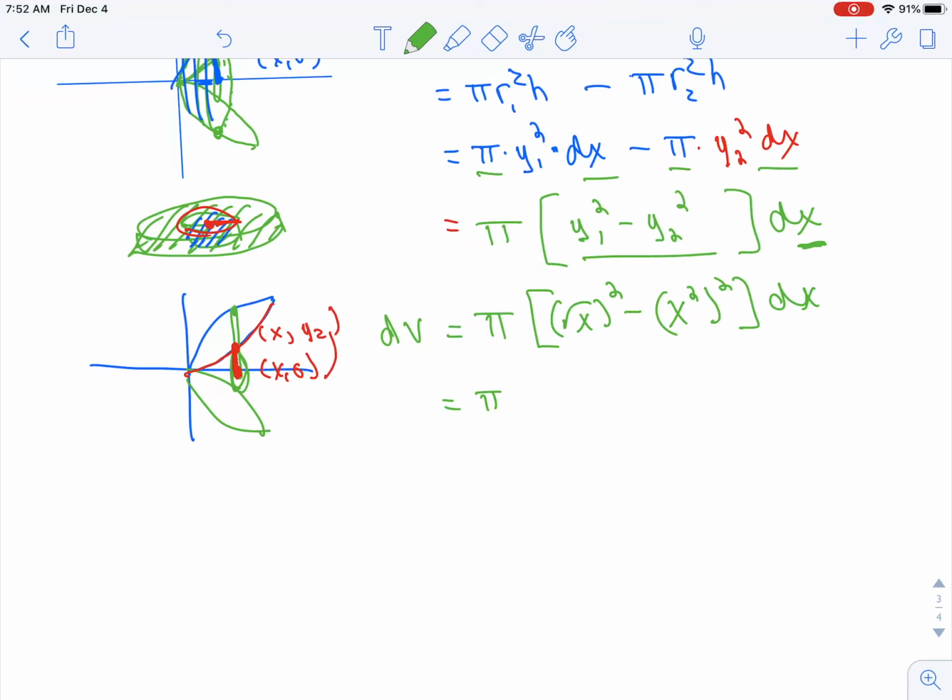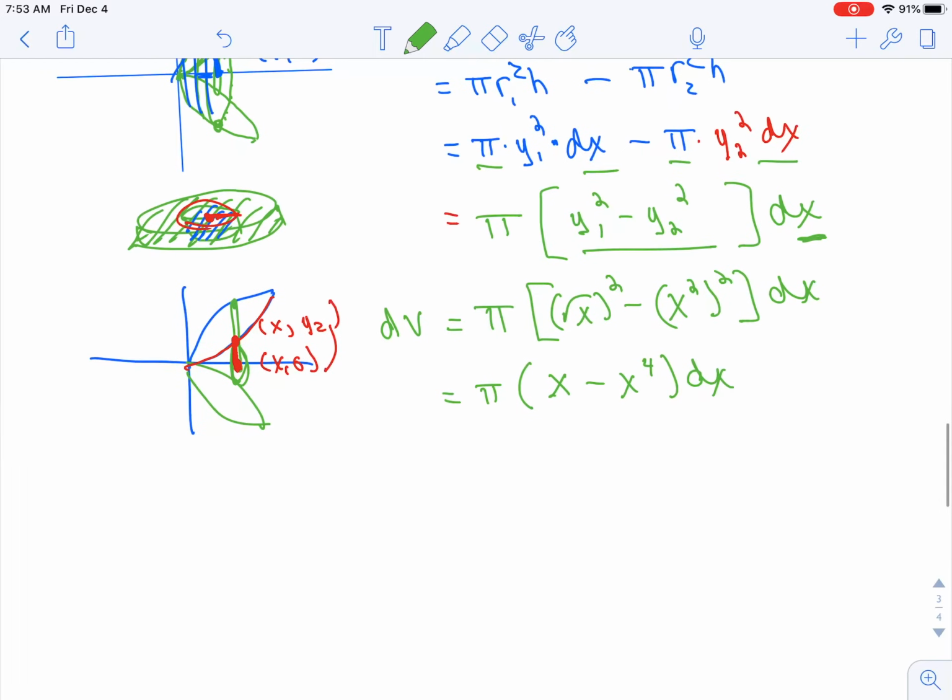And so this becomes pi times, I maybe don't need these square brackets anymore because I'm going to simplify these. So the square root of x squared is just x, and then x squared squared is x to the 4th. So that's going to be the sample disk that's in the middle.